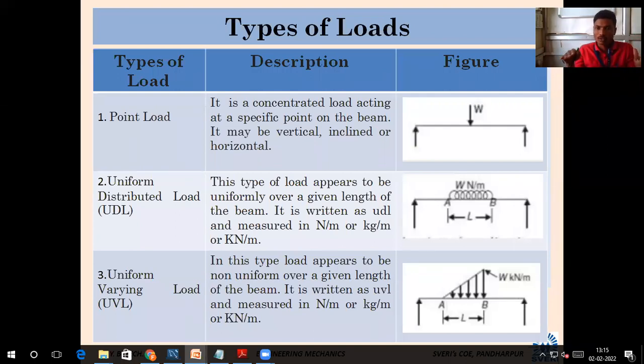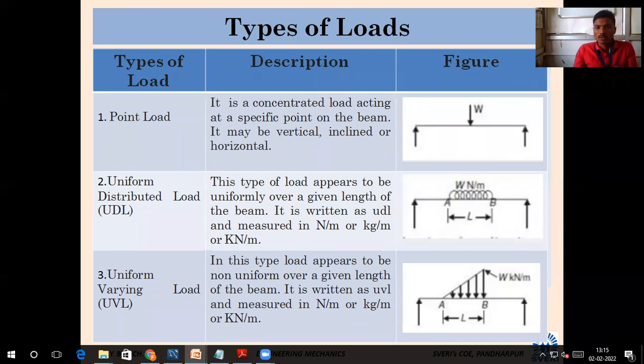While solving the problem, we have to convert the uniformly distributed load as well as the uniformly varying load, UDL and UVL, into point load. It is required to be converted into point load. That we will see once we solve a problem. So can we say point load is a force? It is something like force. Yes.